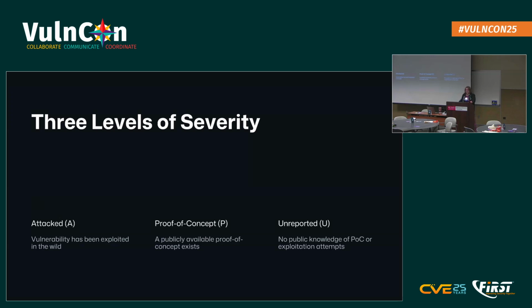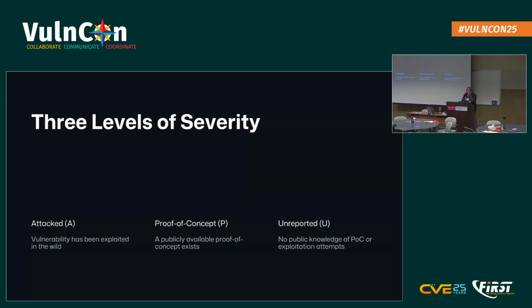Attacked means that the vulnerability has been exploited in the wild. That is why that is the most bad. We do not like it when things get attacked or exploited in the wild. That makes us sad. Proof of concept is less bad. That means a publicly available proof of concept exists, but there's no proof of exploitation occurring in the wild. Unreported is the least bad. That could be a score from a claim as low as "there's a vulnerability, just trust me." But unreported means there's no public knowledge of a proof of concept. There's no public knowledge of exploitation attempts, and that's the least likely to be exploited and the furthest from being exploited.